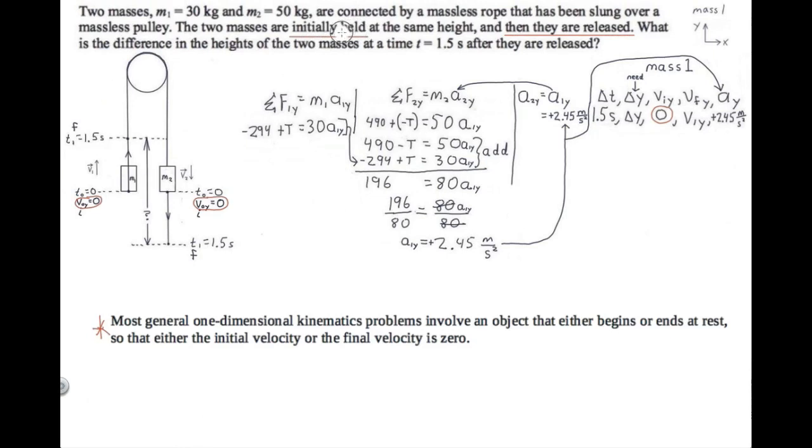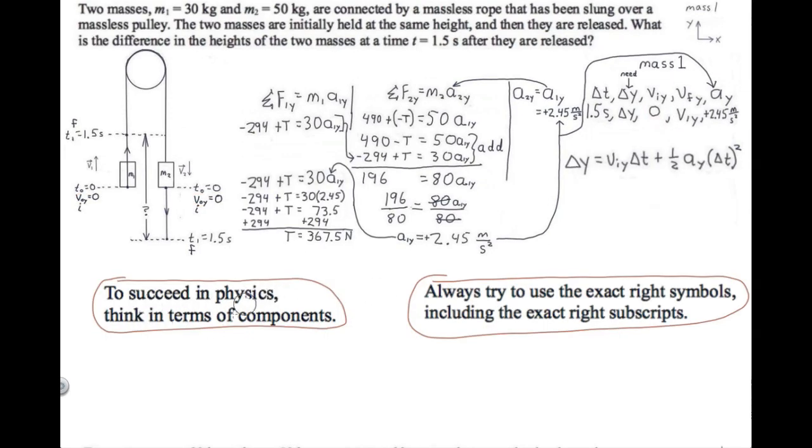The wording of the problem implied that the objects began moving from rest, so the initial y is 0. To succeed in physics, think in terms of components, and always try to use the exact right symbols, including the exact right subscripts. In this problem, the objects were moving only in the y component, so we applied kinematics to the y component. So, in our kinematics setup, we wrote the symbols specifically for the y component. We wrote delta y rather than delta x, and we included y subscripts for velocity and acceleration components.